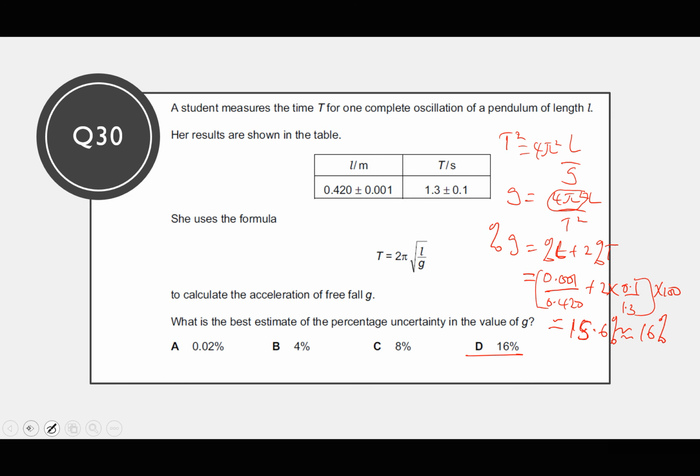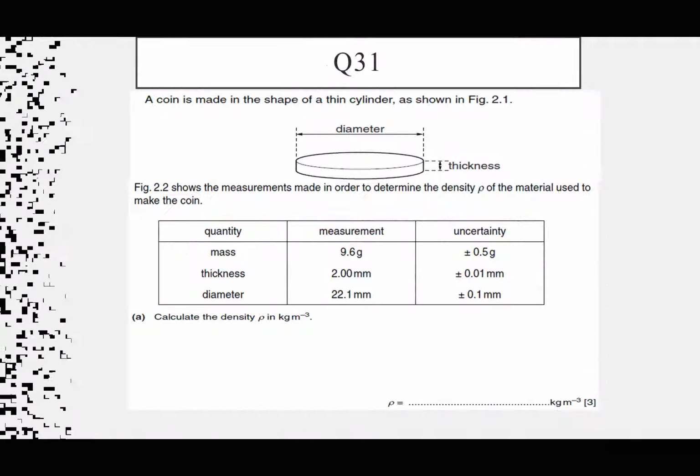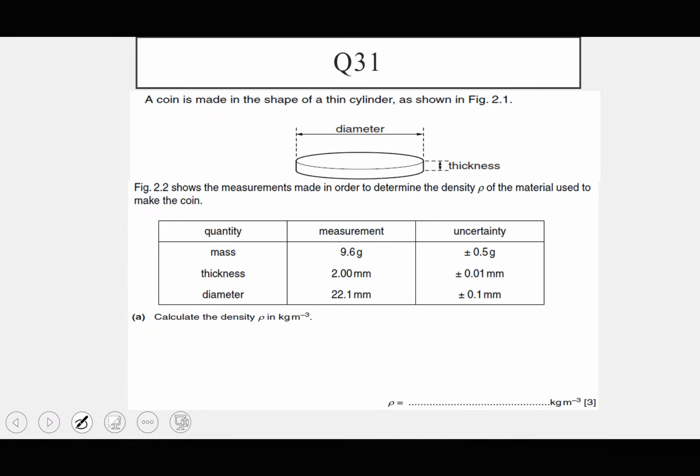Next, without wasting any more time, calculate the density rho in kilogram per meters cubed. So they have given us mass, thickness, diameter. Density is mass over volume. The mass has been given directly, but the volume has not.